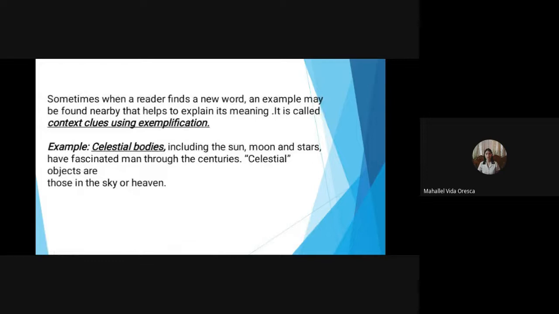Sometimes, when a reader finds a new word, an example may be found nearby that helps to explain its meaning. It is called context clues using explication. Example, celestial bodies, including the sun, moon, stars, have fascinated man through the centuries. Celestial objects are those in the sky or heaven.